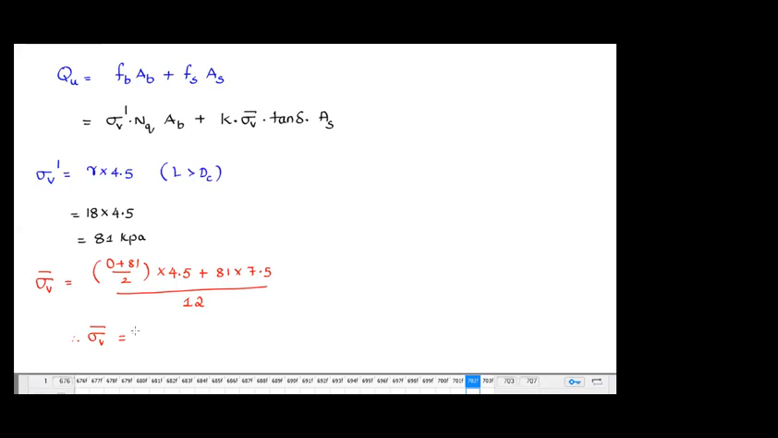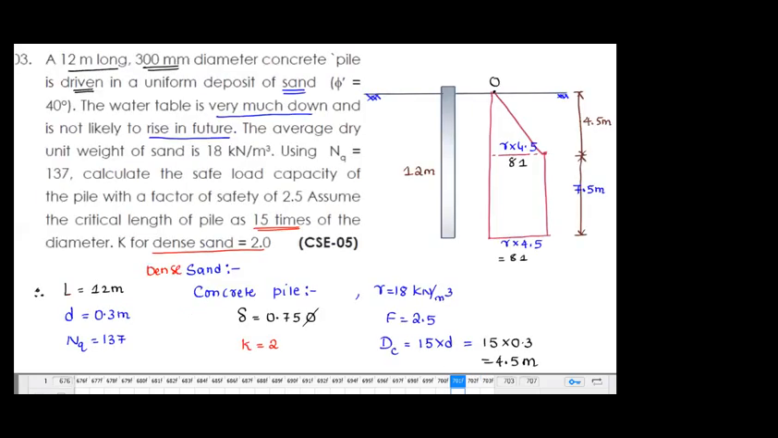By 12, so the answer comes as 65.8125 kilopascals, or I can take it as 65.81 kilopascals. Okay, so sigma V bar is 65.81 kilopascals. Now you simply substitute everything. So Qu is equal to, I have 81, and what is the Nq value? The Nq value is 137.